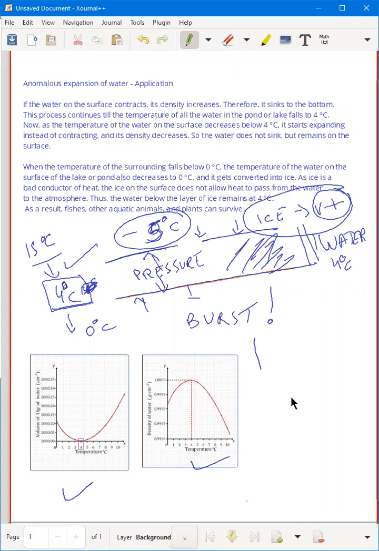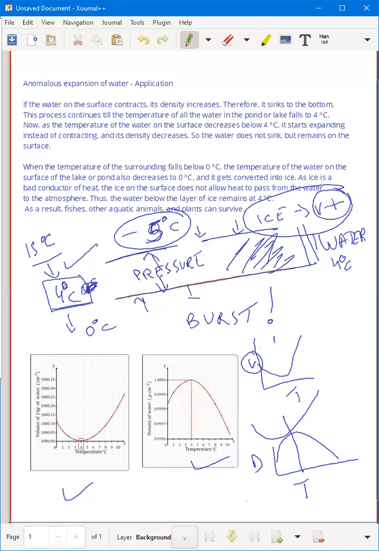Volume and temperature, it will look like this, right? When you're doing volume, it looks like a V. So remember, this is a V kind of shape. And density and temperature, it's the reverse. It's like this. So you'll remember that. The highest is at the 4 degree mark. Remember, volume and temperature is V, density will be the inverse one.